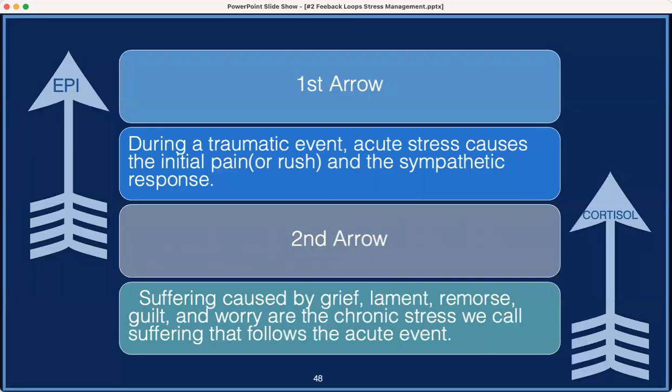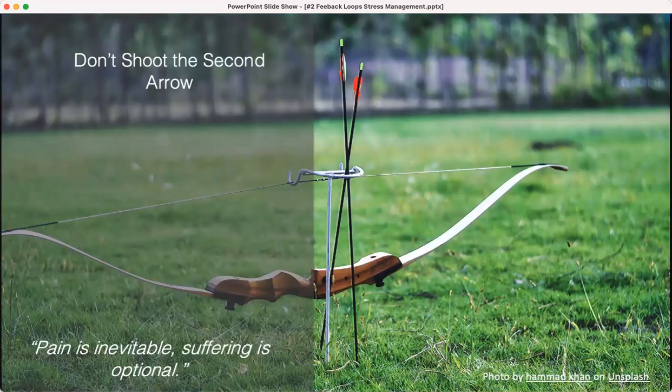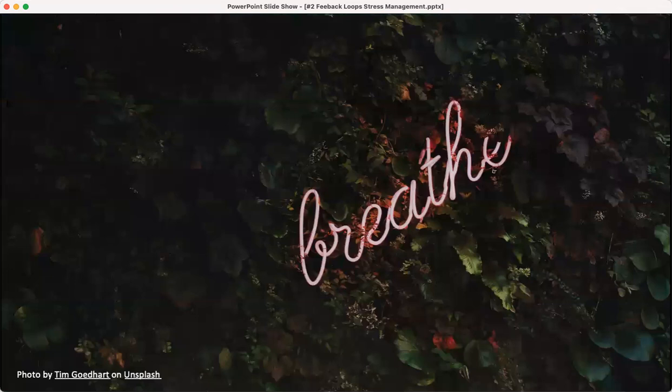And remember about the first and second arrow. The Buddha is saying during a traumatic event, acute stress causes the initial pain or rush and the sympathetic response. The second arrow, suffering caused by grief, lament, remorse, guilt, and worry, are chronic stress we call suffering that follows the acute event. So the actual Buddhist saying is, don't shoot the second arrow. Pain is inevitable. Suffering is optional. And mine is just breathe.